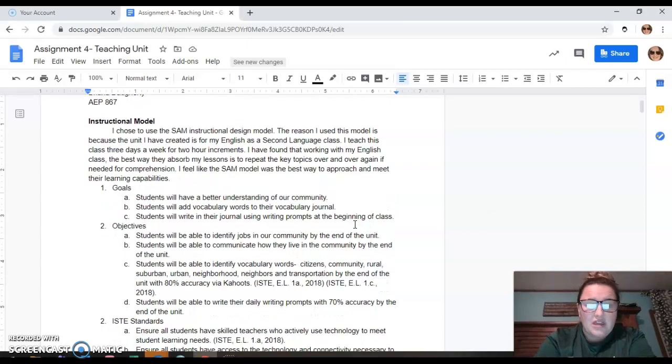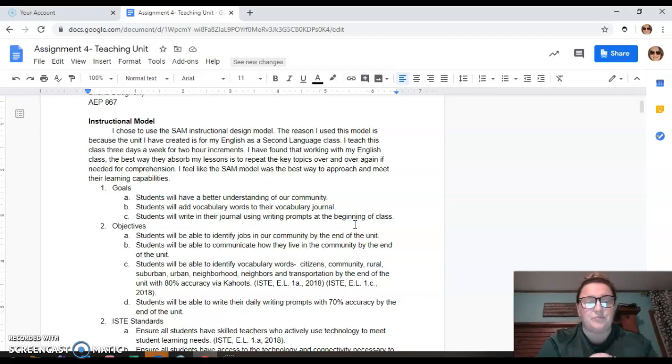I chose to do the SAM instruction model. The reason I chose this model was because with my English students, everything is very repetitive. You need to repeat things, and sometimes you need to repeat something more so than you would for another student. I liked this model for this particular class because it was very repetitive and there was no necessary structure. You could do what you needed to do, and you never know with the English class.